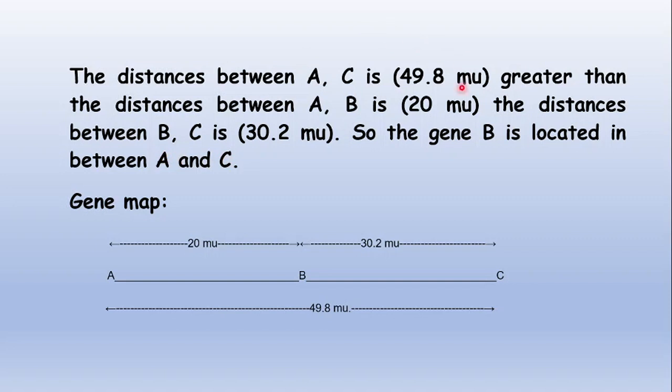So automatically we can see the greater value is the distance between A and C. So we can say A and C are the end genes and B is present at the mid portion of A and C. So the sequence is A, B, C, and the distance between A and B is 20 map units, B and C is 30.2 map units, and A and C is 49.8 map units. Finally, the genetic map is like this.